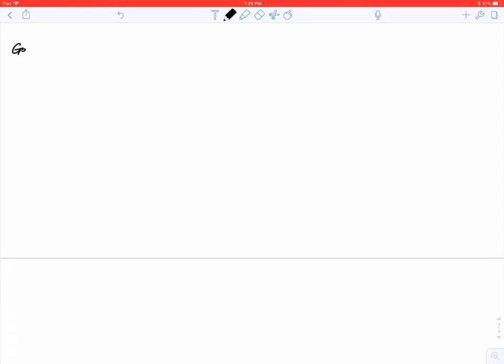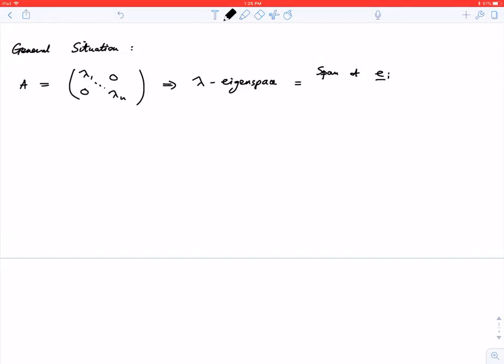So more general, at least the general situation for diagonal matrices. I mean, if A is the diagonal matrix with entries lambda 1 through lambda n and zeros elsewhere, then this implies the lambda eigenspace is equal to, we've not proven this, but it's true, the span of the Ei such that lambda i is equal to lambda. That's what the lambda eigenspace is.